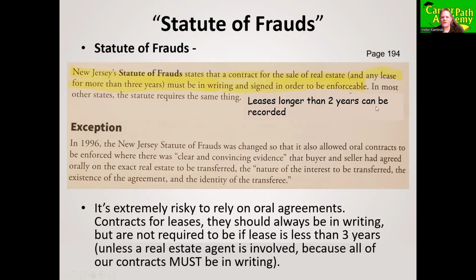Leases longer than 2 years can be recorded. It's always risky to rely on verbal contracts, oral agreements. So even if there's no real estate agent involved, property owners should always be wary of taking verbal lease contracts, because how do you prove in court what the terms are that you and the tenant agreed upon? How much the rent is going to be, when the rent is due, and so on. Then it's he said, she said, right?